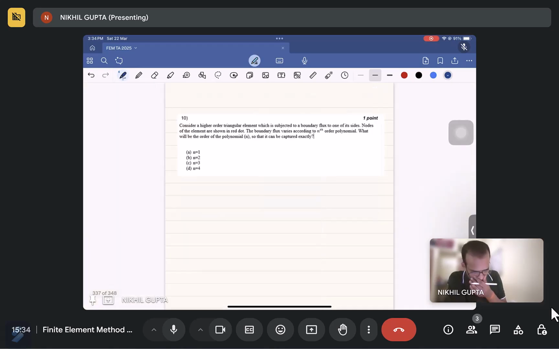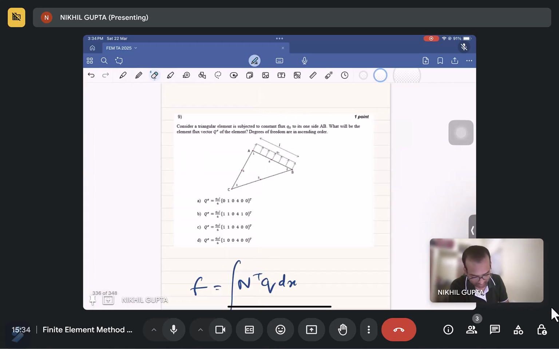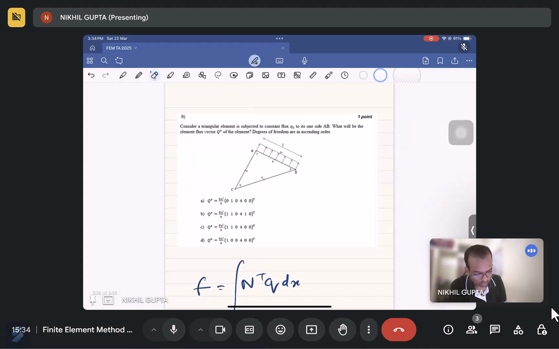Okay, no problem. So consider the higher order triangular element which is subjected to a boundary flux on one of its sides. Nodes of the element are shown in red dots. Boundary flux varies as nth order. What will be the order of polynomial so that it can be captured exactly? I think this question has given answer as C. Is it? Yeah, it's given C. But I think if the question is this, the answer will be 2.